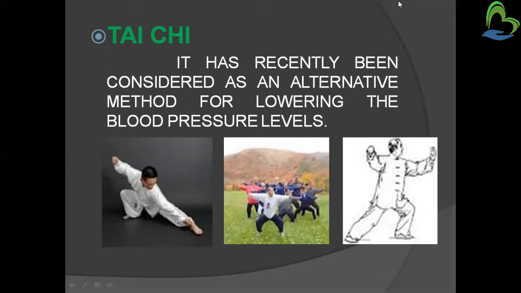Tai Chi. Tai Chi is recently being considered as an alternative method for lowering blood sugar levels. This Chinese-type practice involves movements that help maintain blood circulation and cardiac function easily, resulting in blood pressure levels being maintained.